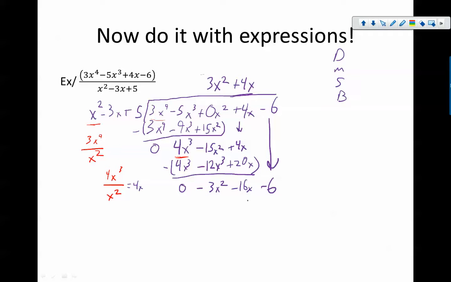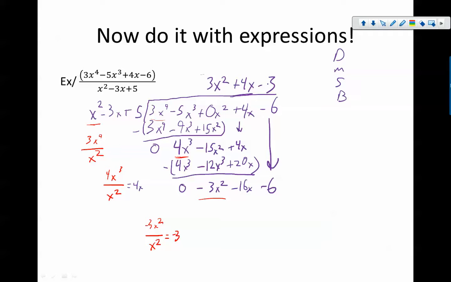I got to do this one more time. We're going to divide starting here. This is negative 3x squared divided by x squared, and that's negative 3. So my solution up here, I add the negative 3 there.